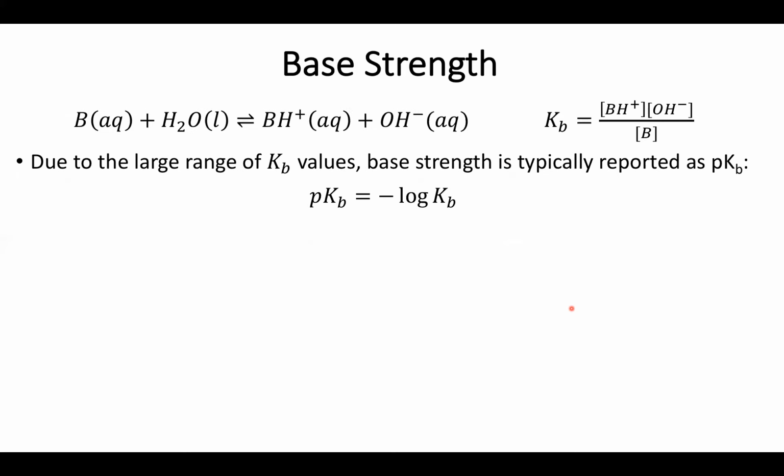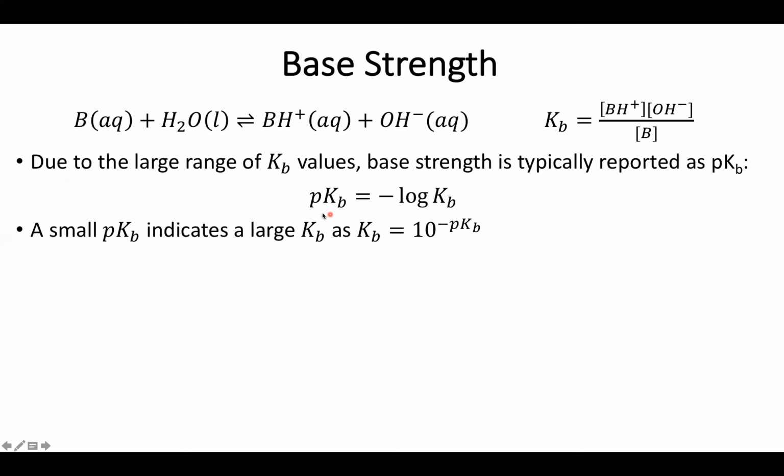Now, similarly to the acids, our bases have a huge range of Kbs, going from 0 to 14. As a result, we're going to evaluate their basicity by looking at pKb, or the negative log of Kb. You may have noticed the trend here. Again, similarly to what we saw with acids, if I've got a small pKb, it means I have a large Kb, because my Kb is going to be 10 to the negative pKb.